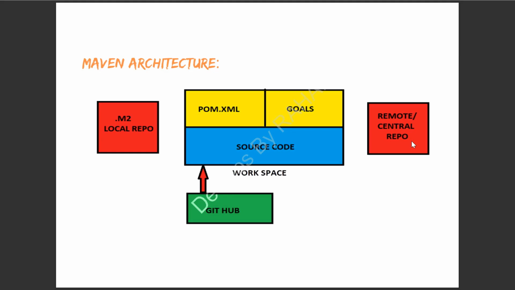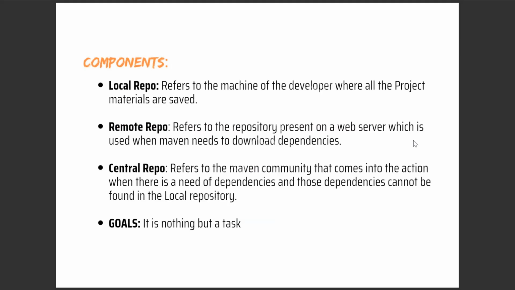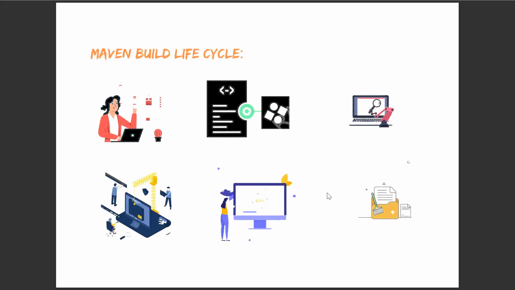Local repo, as the name itself suggests, refers to the machine where the developer developed the code. Remote repo refers to a machine which is remotely available. Centralized repo refers to the repo which everybody can access centrally. Goal is nothing but a simple task.